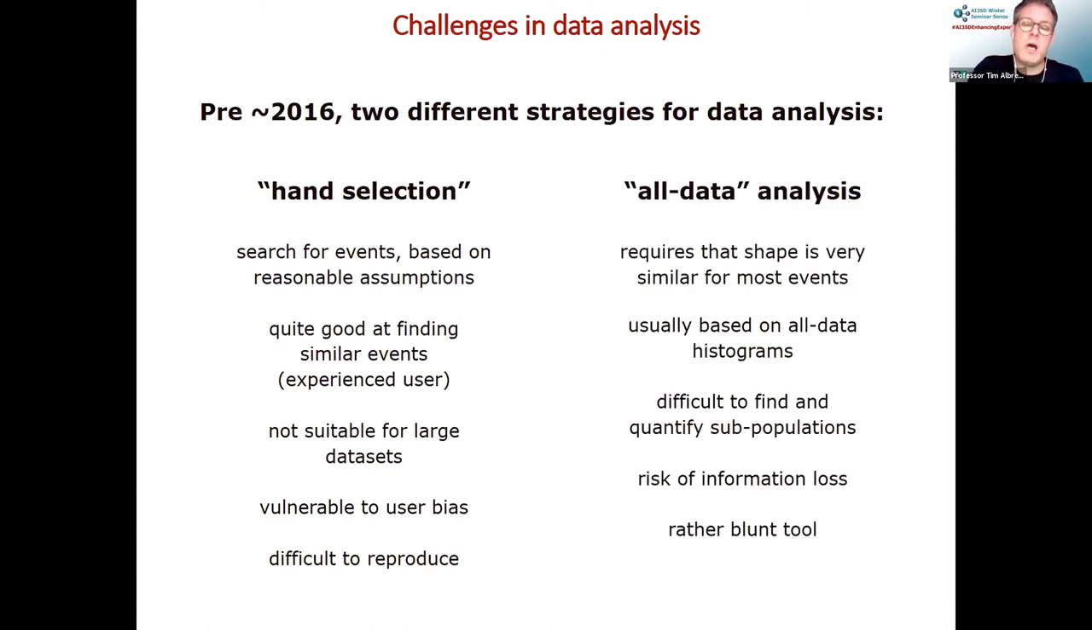Then there was another school of thought who just took all data, right? Measured everything, and then analyzed the whole bunch at the same time. That requires an event rate of close to 100%, so that the overall data set is dominated by certain molecular behavior, for example. People would then generate all-data histograms, 2D histograms. I'll show you an example in a second. But of course, what that means is that it's very difficult to find and quantify subpopulations or even rare events in this big data set. Then there's the risk of information loss. You might just miss the most important or most interesting bits just because you didn't expect them. By and large, you'd say that's a rather blunt tool to analyze these data, again because lots of information could be lost.